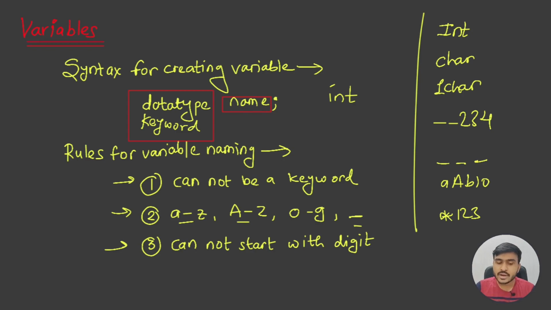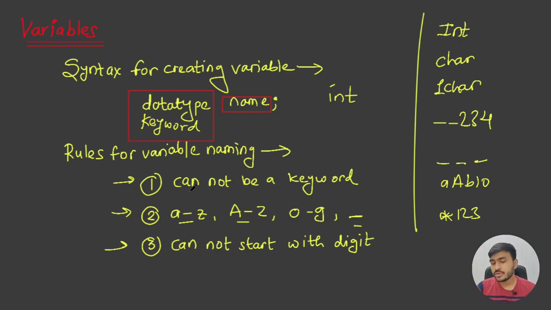So now let's try to identify which variable names among these are not valid. So let's identify invalid variable names. Let's start with the first one. Whether this capital I small nt is a valid variable name. So yes, it is a valid variable name. So let's scan through all these three rules whether it satisfies all these three rules or not.